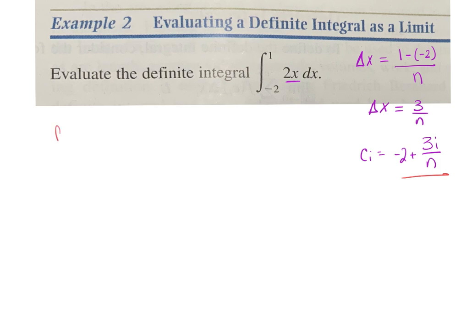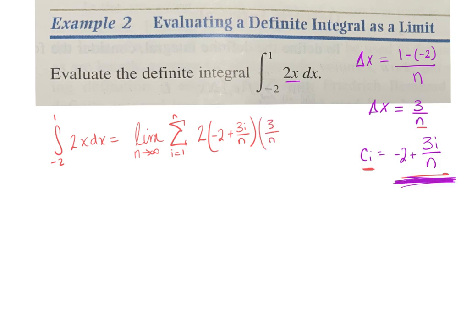So this integral can be rewritten. Instead of writing it like this, I can say, well, this is going to be the limit. And it says delta x approaches 0, but it's actually going to be as n approaches infinity of my summation from i equals 1 to n. What happens when I plug it in? Well, it's 2 times x. This is going to be what I'm going to plug in for x. So 2 times -2 plus 3i over n. And then I have to multiply that whole thing by my width, 3 over n. All right? So that's what I'm going to do here.